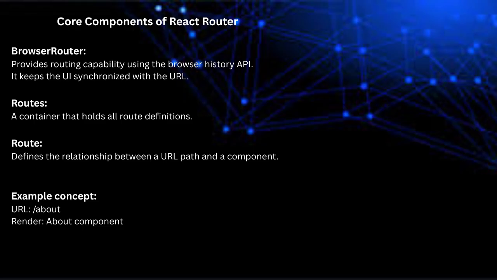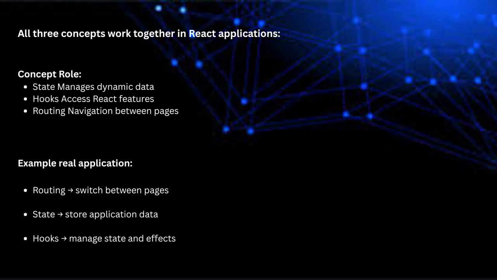Let's imagine an e-commerce website. Routing would handle navigation between pages like the home page, product page, cart page, and checkout page. Meanwhile, state would manage things like items in a cart, user login status, and selected products. So both concepts work together to build a dynamic application.